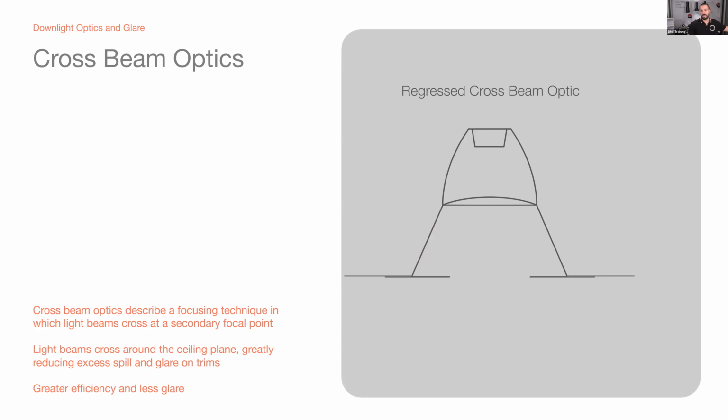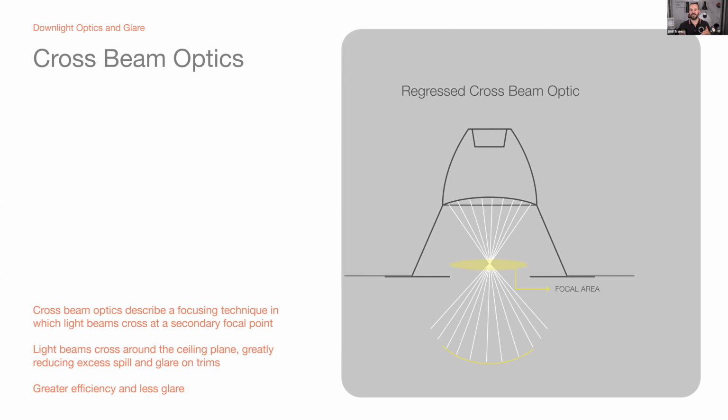The next topic to bring up is something called crossbeam optics. Now, this is not necessarily a type of optic, so I want to impress that upon you first. The three that we've just discussed, reflectors, refraction lenses, and films, are physical media that create optical control. A crossbeam optic can be achieved primarily through the first two, either reflectors or TIR lenses. But it describes a focusing technique in which the light beams of a fixture cross at a secondary focal point. Some of you may have seen this animation from some of our X series videos.